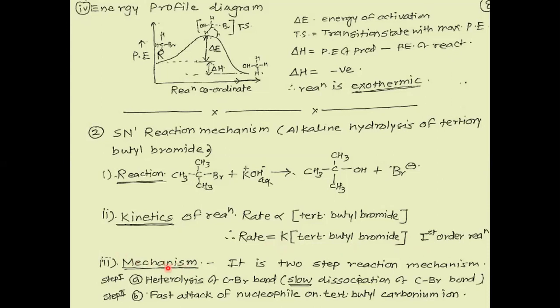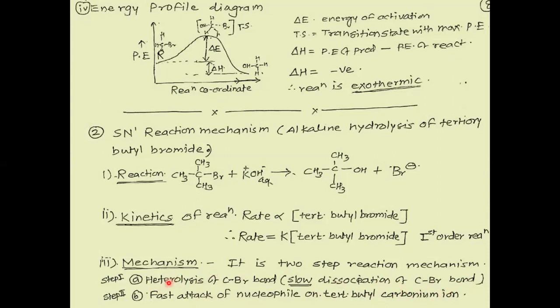Now the third point, the mechanism. It is a two-step reaction mechanism. First step, heterolysis of the C-Br bond, also called slow dissociation of the C-Br bond. And second step, fast attack of the nucleophile on the tertiary butyl carbonium ion.